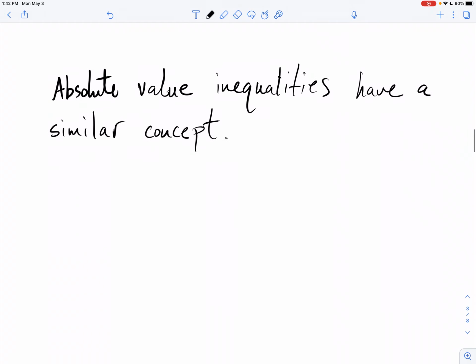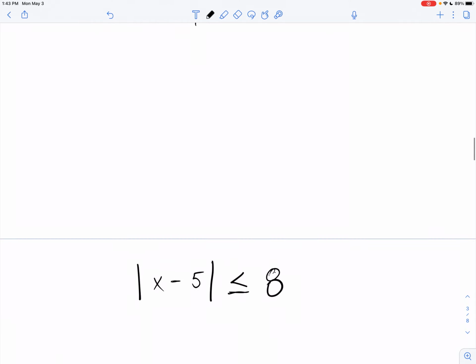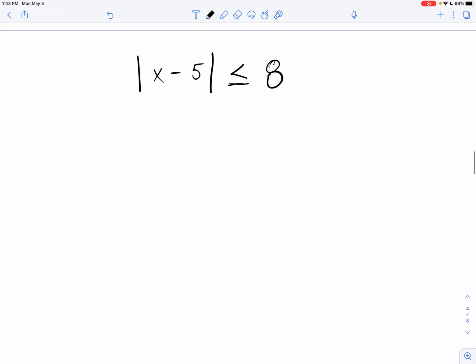So here's something I want you to look at. Absolute value inequalities have a similar concept. You can do these many different ways, but once you know how to solve an absolute value equation, this is the way I like to do this. So I'm going to just show you. Here's an example. It's the absolute value of x minus 5 is less than or equal to 8. Well, guess what? This indicates there's going to be a range of correct answers.